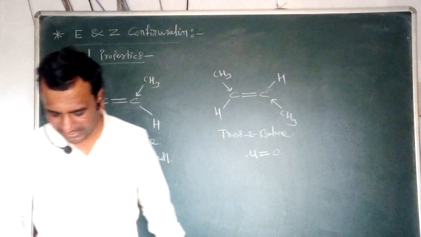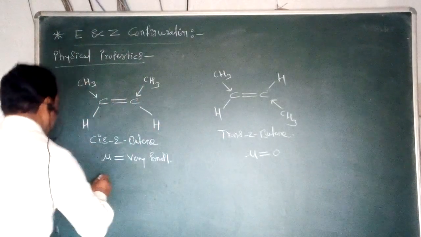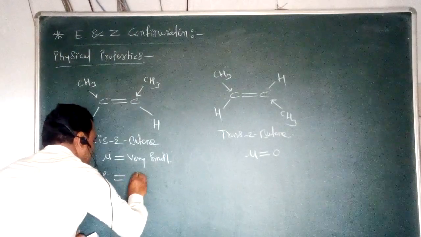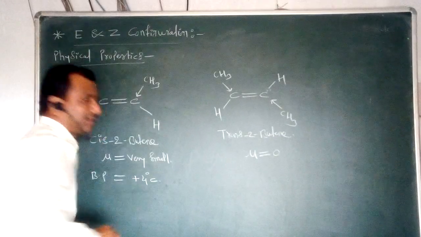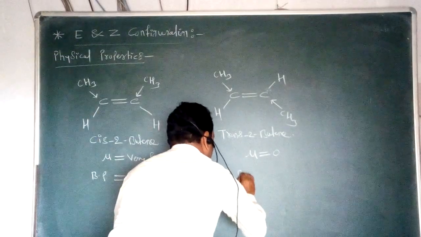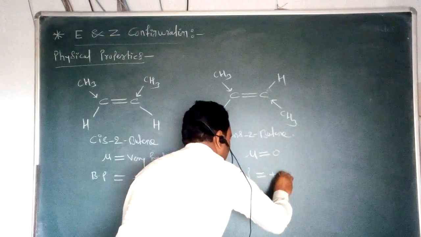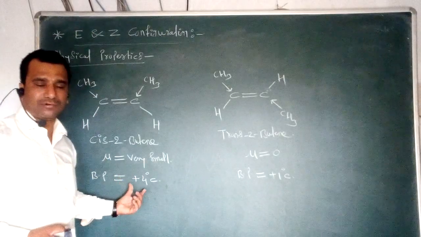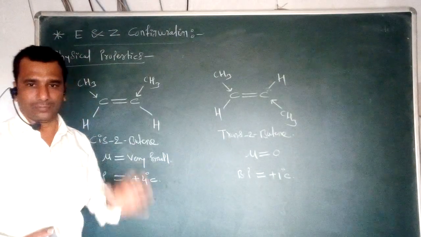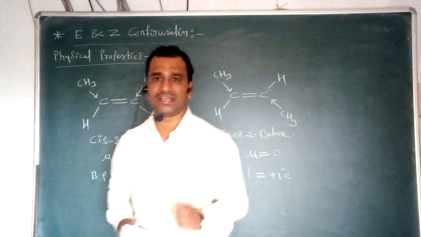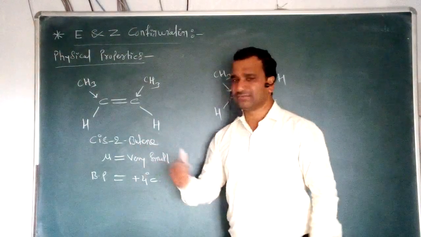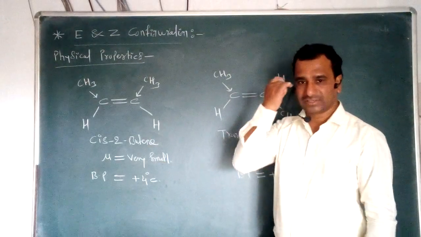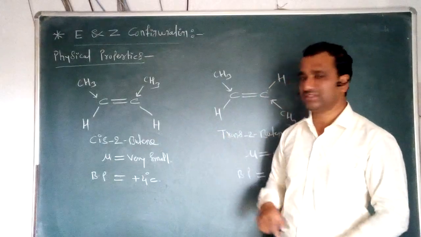Now suppose we consider their boiling points. The first compound shows a boiling point of plus 4 degrees centigrade, while the boiling point for the second compound is plus 1 degree centigrade. So the first compound, cis-2-butene, has a higher boiling point as compared to trans-2-butene, and this is the difference in terms of their physical properties. If we consider simple physical properties, dipole moment and boiling point, both molecules differ in these two simple physical properties.